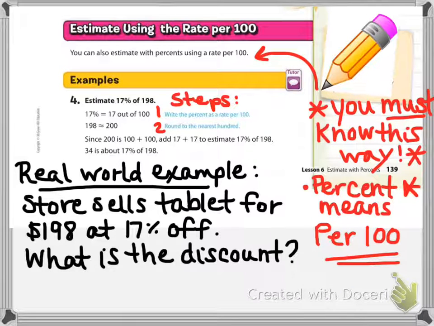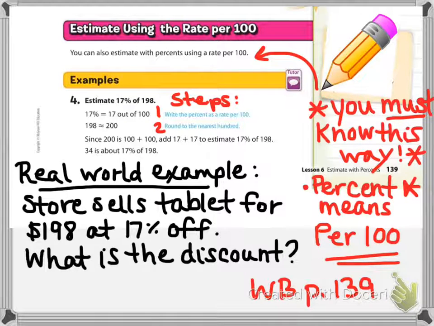Okay, now we are looking at the book. This is your workbook, page 139. Okay. And there are some important things I need you to write down. This is the way that you have to know. Estimate using the rate per hundred. This is actually written in the standard, and this is one of the ways you must learn to estimate and find percent. Percent basically means per 100. Cent is 100th. Okay, so per 100 helps explain the steps for this question.